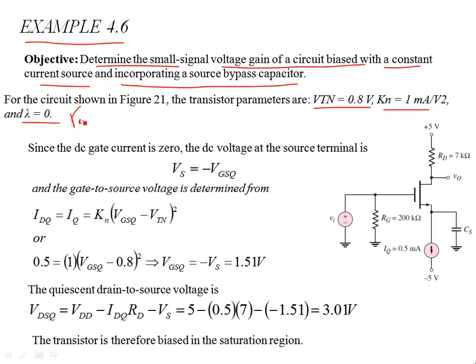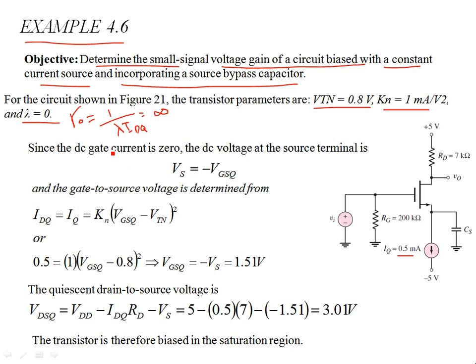That means the output resistance, which is 1 over lambda IDQ, and we know what IDQ is. IDQ is 0.5 milliamps, so it's a non-zero drain source current, but lambda is 0. That means the output resistance is infinite. We're not going to consider this in the small signal model.